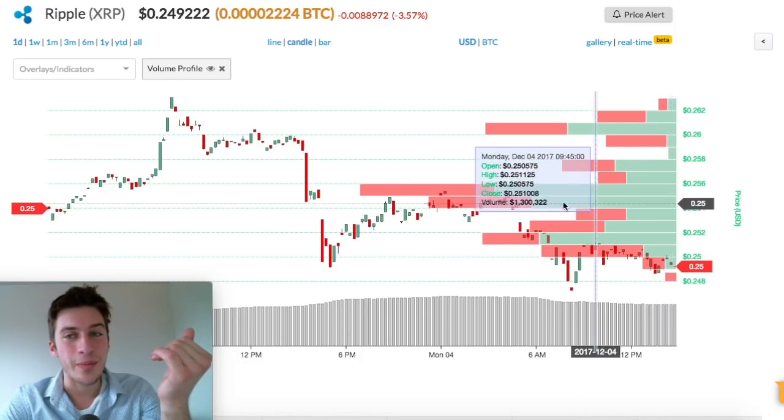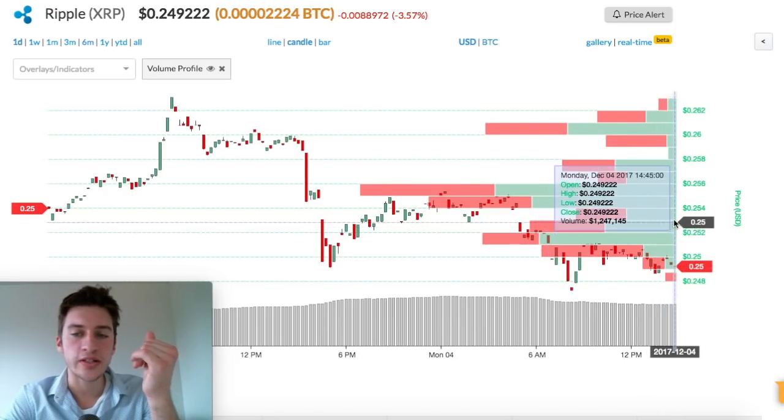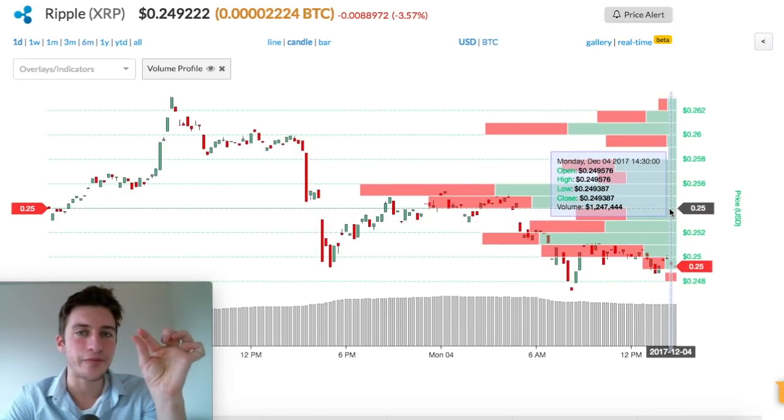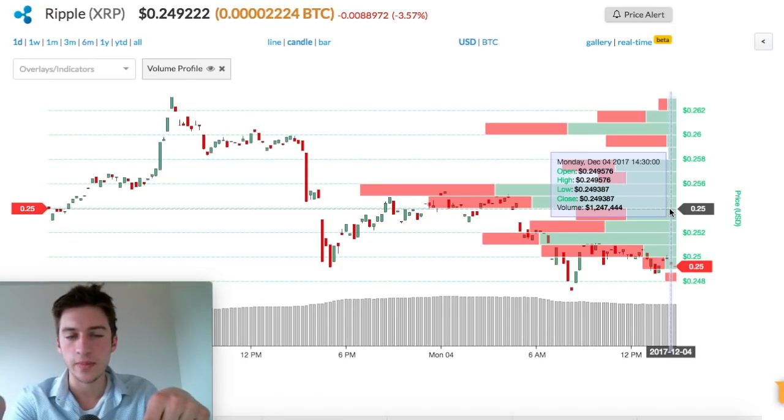At the same time, many longs who were previously at a loss, what they're going to do is when price comes up to them, they're going to sell at a slight profit or at break even. The reason I say this is because basically all humans are risk averse. Studies have shown that people dislike losses more than they like gains, if that makes sense.